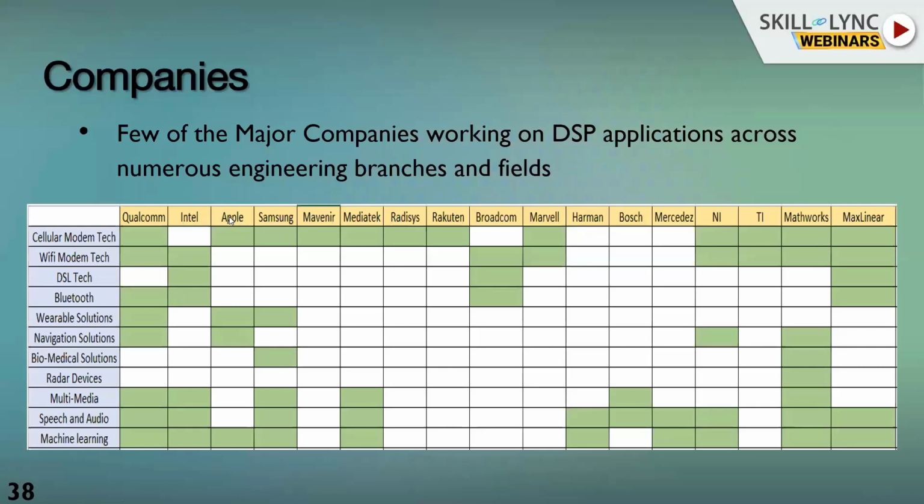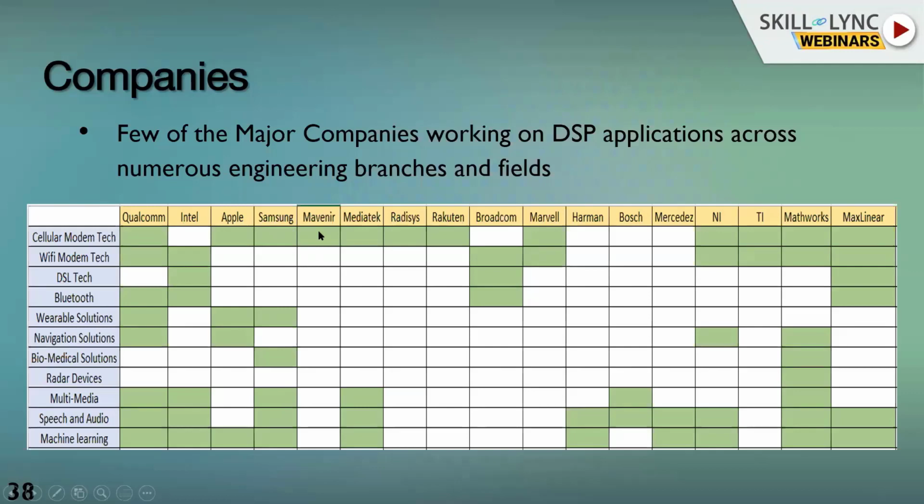Then Apple is starting in cellular modem tech. I think from the last 2 years it has started developing its own cellular modem. It was in the news, and it already has its iWatch and its navigation technology, and Apple works in machine learning plus DSP applications. I mean, it has a huge number of applications on its devices which use machine learning plus DSP. Then Samsung works in all of these technologies.